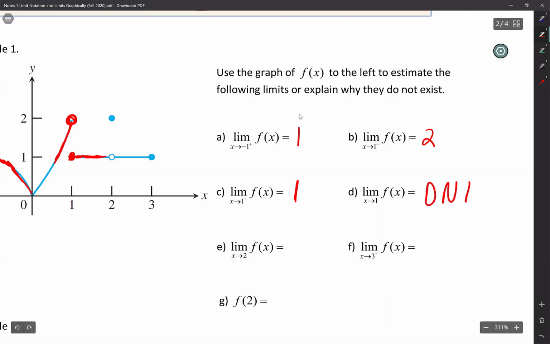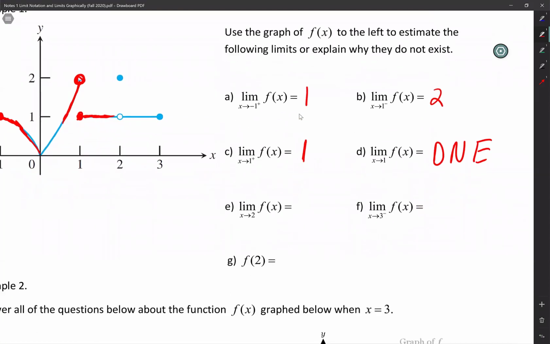D and E, because they don't match. If I approach 1 from the left and I approach 1 from the right, they don't equal. All right, limit as I approach 2. If I approach 2 from the left, it's 1. If I approach 2 from the right, it's 1. So this limit has to be 1. Limit as x approaches 3 from the left. That's the only direction you can go. 3 from the left is just 1.